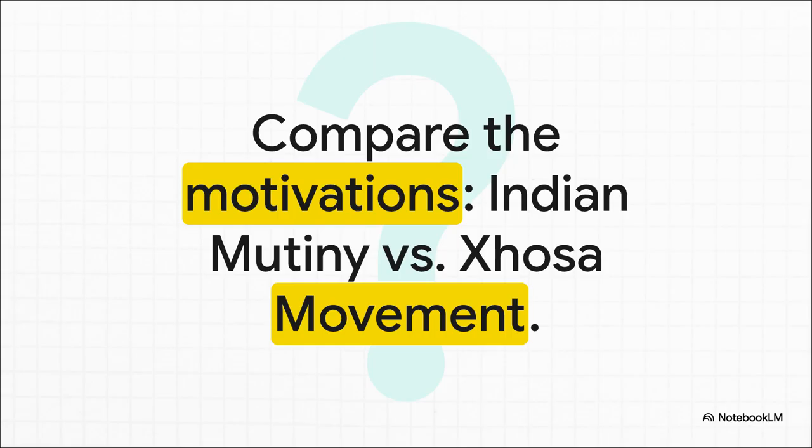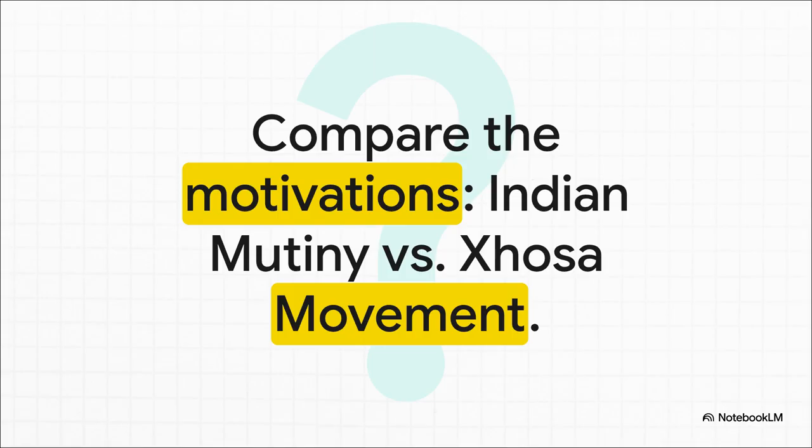The Indian Mutiny, or Sepoy Rebellion, was first and foremost a political and military uprising. It was started by trained soldiers, the Sepoys, reacting to British policies that disrespected their religions and took power away from their local leaders. Their goal was straightforward: kick the British out and take back control.